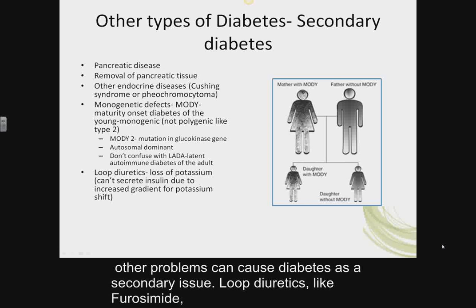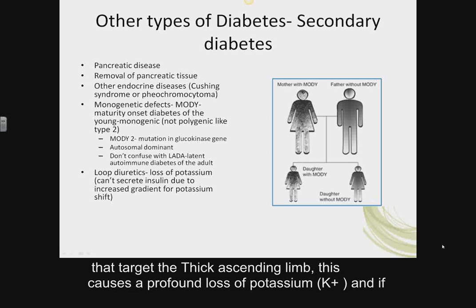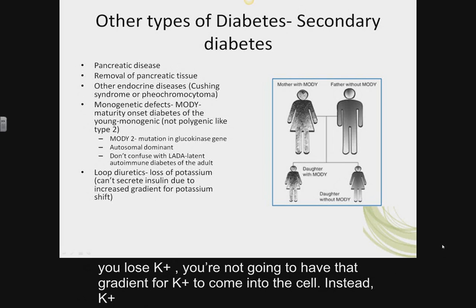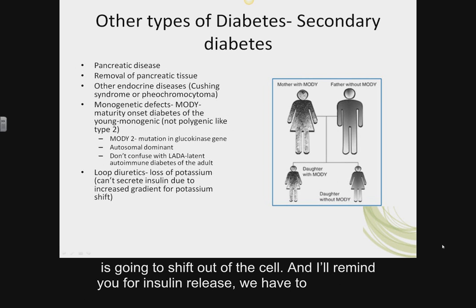Now, other problems can cause diabetes as a secondary issue. Loop diuretics, like furosemide, that target the thick ascending limb, cause a profound loss of potassium, and if you lose potassium, you're not going to have that gradient for potassium to come into the cell. Instead, potassium is going to shift out of the cell. And I'll remind you, for insulin release, we have to have potassium trapping.